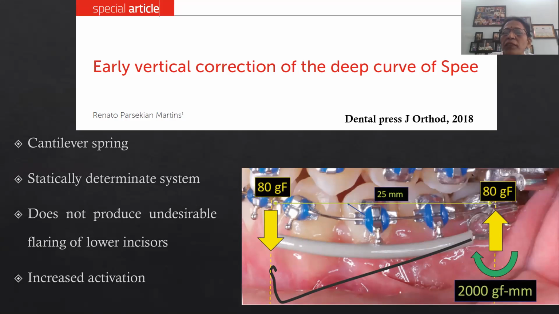Now, when you want to open the bite, you have to switch to rectangular wires, which takes time, because the first phase is alignment and leveling, the second is the transverse correction, and then comes the vertical correction. So in order to reduce the treatment time, the author says right from the alignment stage, when a flexible wire is there, a cantilever spring can be given in the auxiliary molar tube in a 17x25 TMA, where it is engaged between the lateral incisor and the canine. This will bring about intrusion with no proclination of the anteriors.